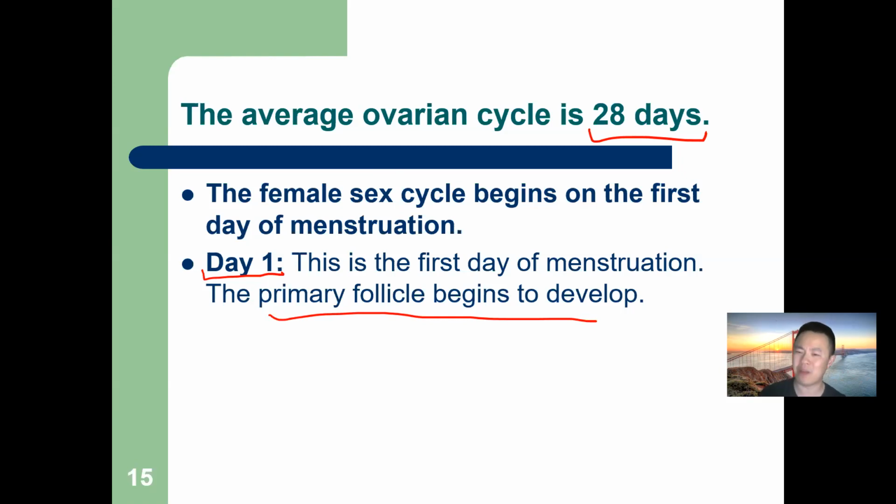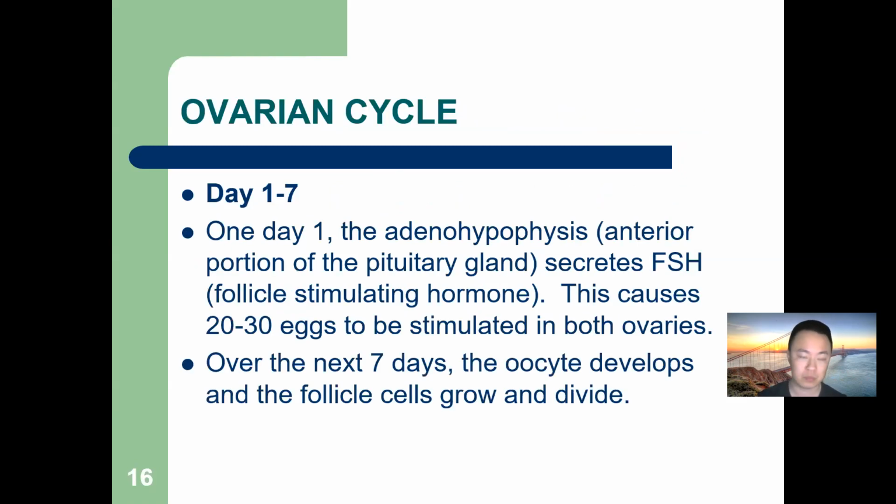So again, around 15 to 20 of them get selected, and now those primary follicles will begin to mature out and develop. Okay, the adenohypophysis, which is the anterior portion of the pituitary gland, will secrete a hormone called the follicle-stimulating hormone. And again, that causes around 20 to 30 eggs to be stimulated in both of those ovaries. I mean, I said 15, 20 to 30 eggs. Let's go with 20 to 30 eggs for this lecture. And over the next 7 days, the oocyte develops and the follicle cells begin to grow and divide. So these guys are going to start to mature out.